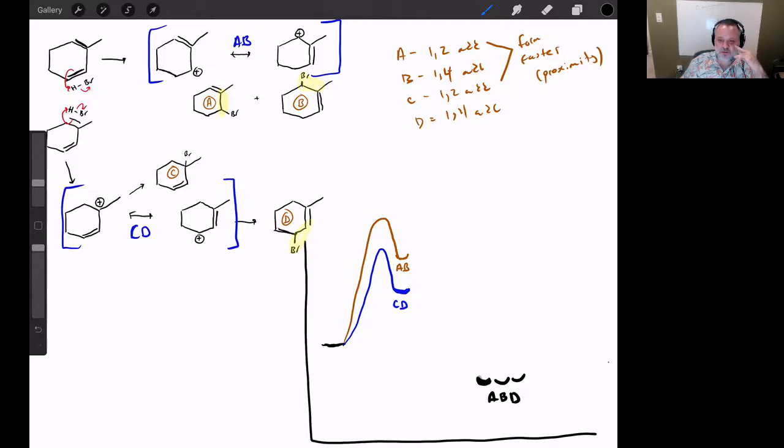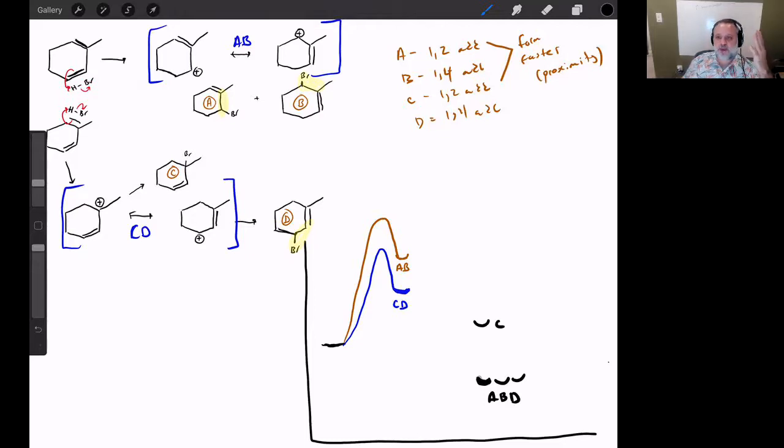Let's go on and hold on for this for a second. C has a di-substituted double bond, so it's higher in energy. Again, we don't know how much higher.